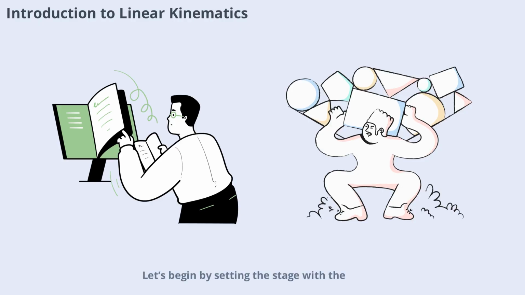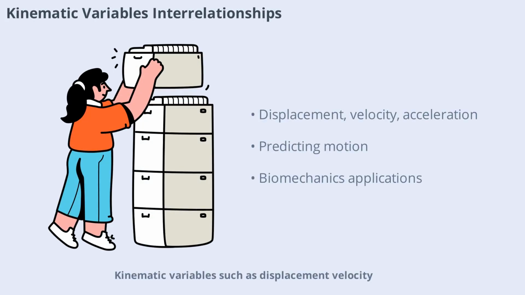Let's begin by setting the stage with the basics of kinematics and why it matters in biomechanics. Kinematic variables such as displacement, velocity, and acceleration are all interconnected. When analyzing human movement, these variables help us describe how the body or an object moves through space and time. For example, velocity tells us how fast and in what direction something is moving, while acceleration reveals how that velocity changes. By understanding the relationships among these variables, we can predict and analyze motion more accurately. This foundational knowledge is crucial for solving real-world biomechanics problems, from athletic performance to rehabilitation.